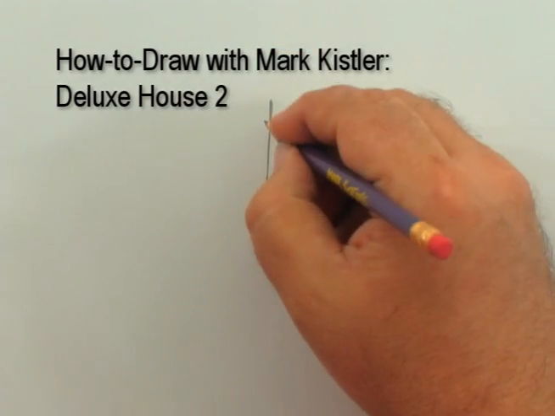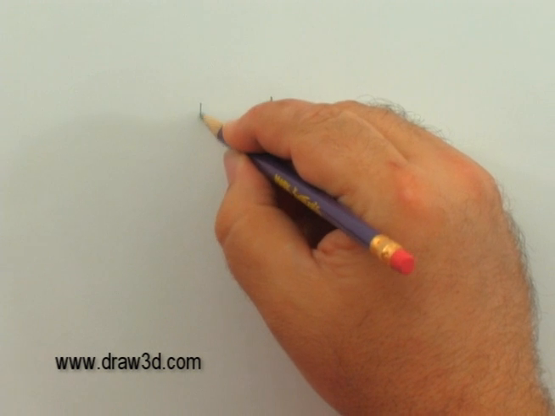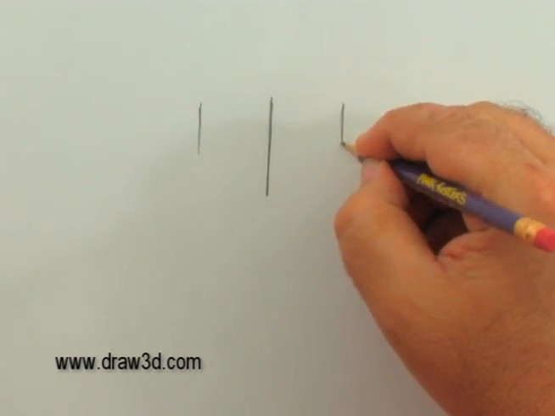Now you can see I started with one vertical line here in the middle. We're going to start with this deluxe house number 2. For this one, let's put the 3 lines. Let's start with that simple house, but we're going to go crazy with the roofs. Wait till you see all these roofs.